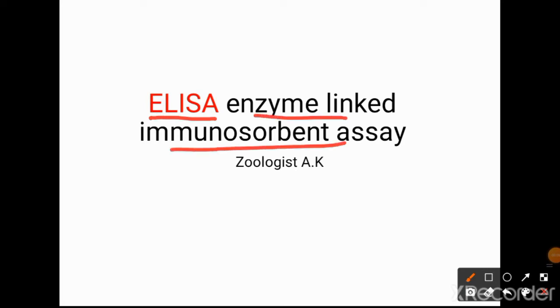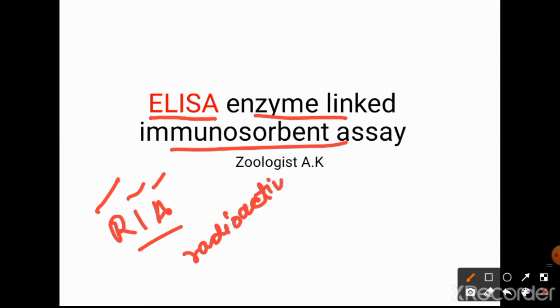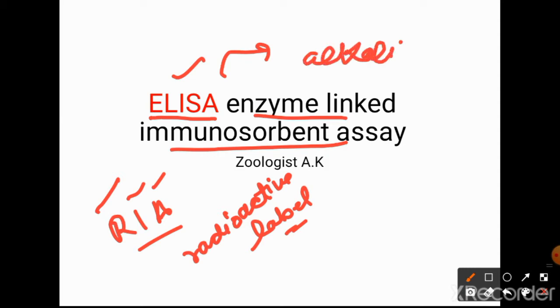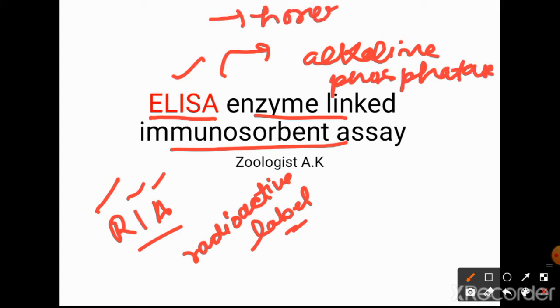ELISA, enzyme linked immunosorbent assay. This method replaces RIA, that is radioimmunoassay. In radioimmunoassay we used a radioactive labeled molecule, but in case of ELISA we use an enzyme. Here we use two enzymes particularly. First one is alkaline phosphatase, and second one is horseradish peroxidase.